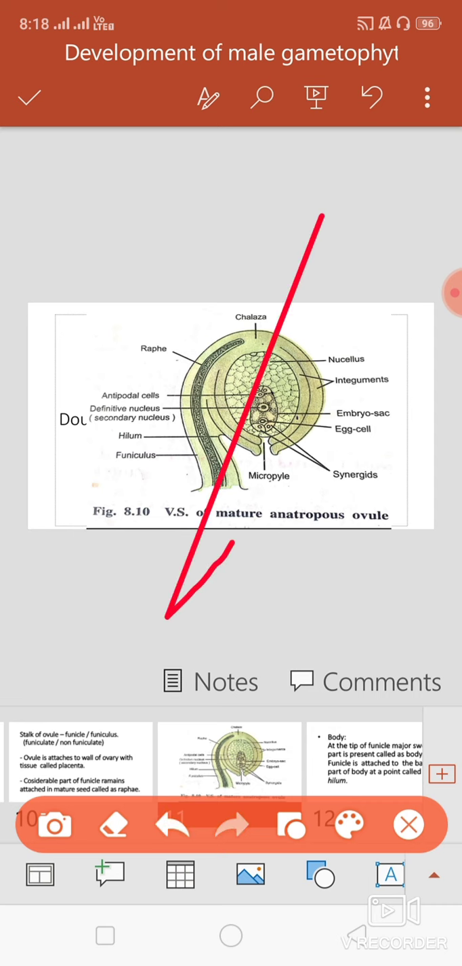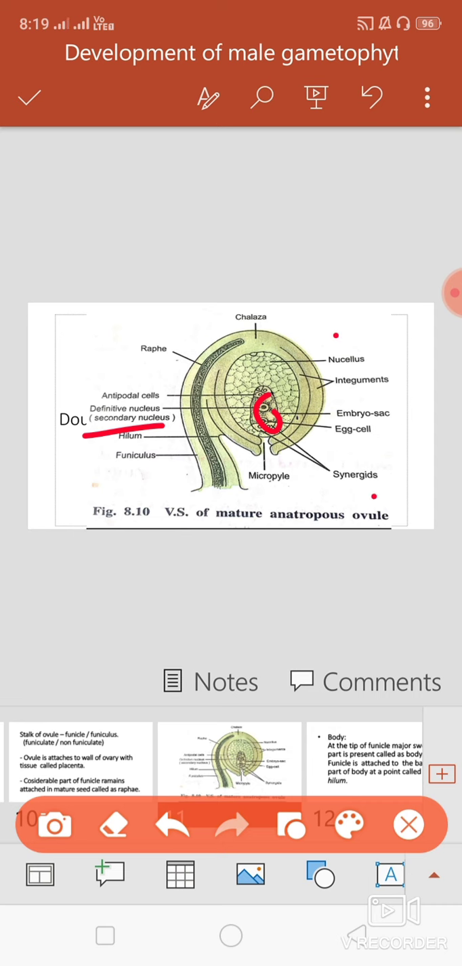See, a group of 3 cells present towards the micropylar end is called the egg apparatus, in which the single central large cell is the egg and there are 2 lateral synergids. Then a group of 3 cells present towards the chalazal end are called antipodal cells, and in the center, 2 polar nuclei fuse together and form a single central large cell, which is called the secondary nucleus or definitive nucleus.